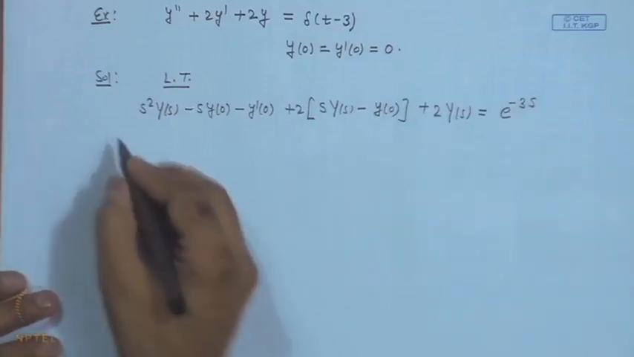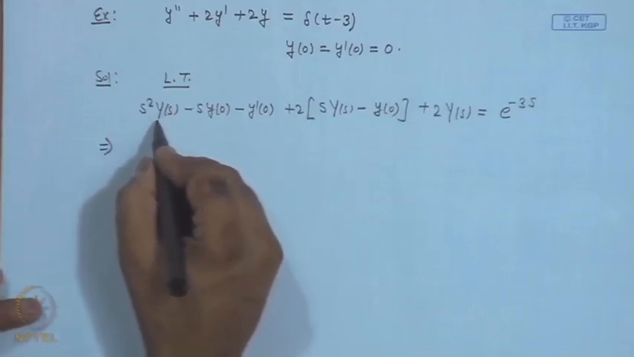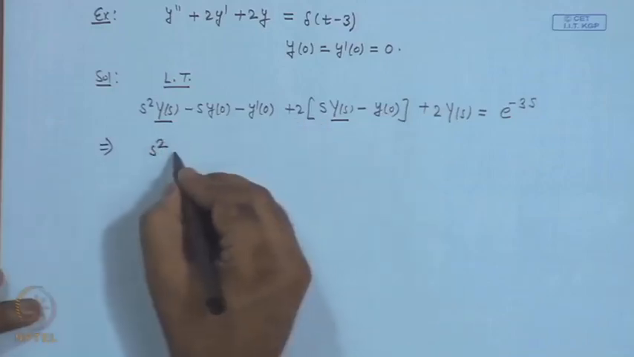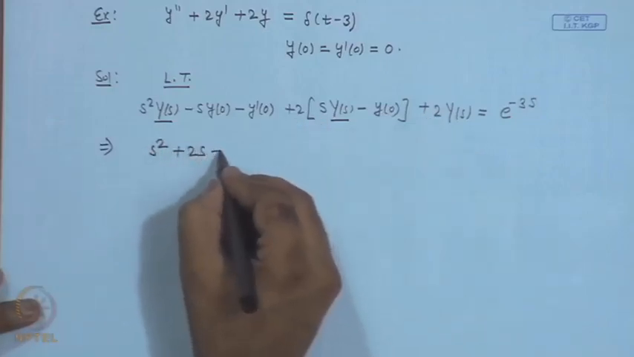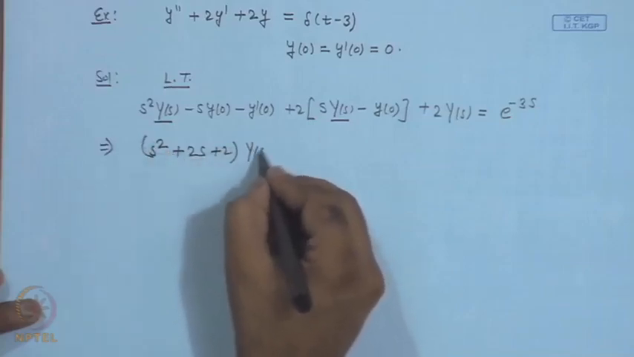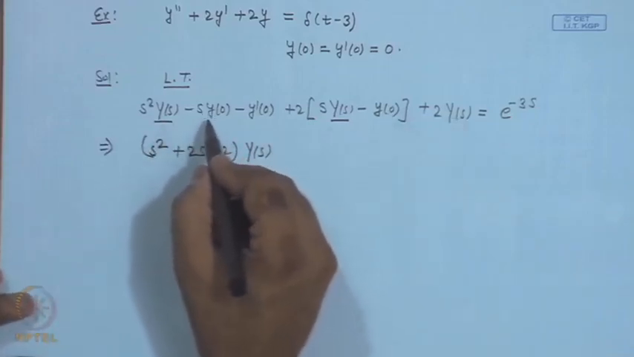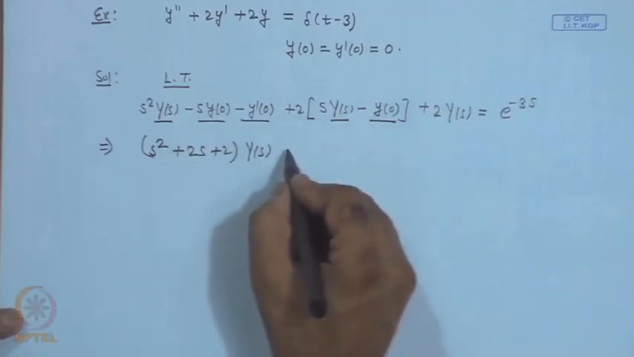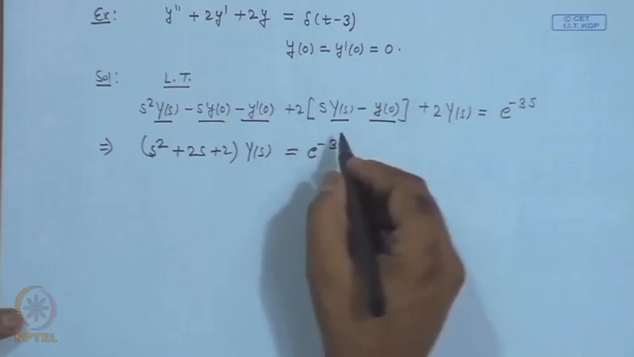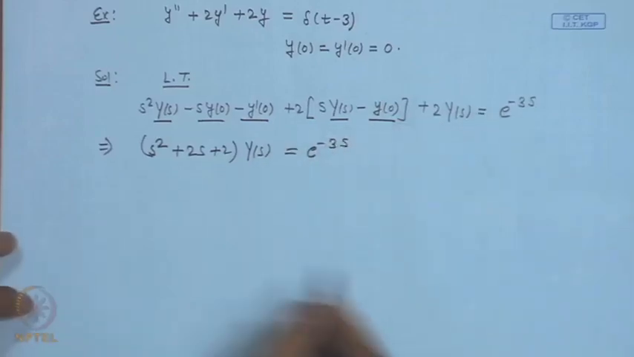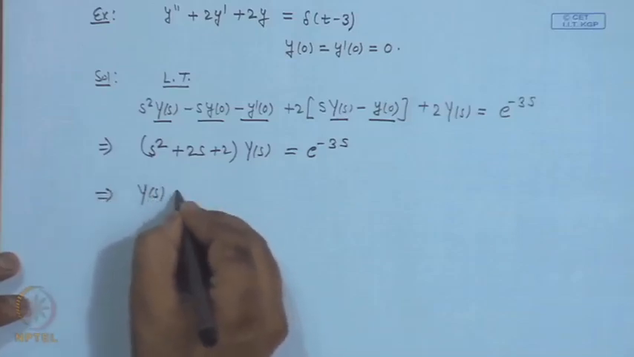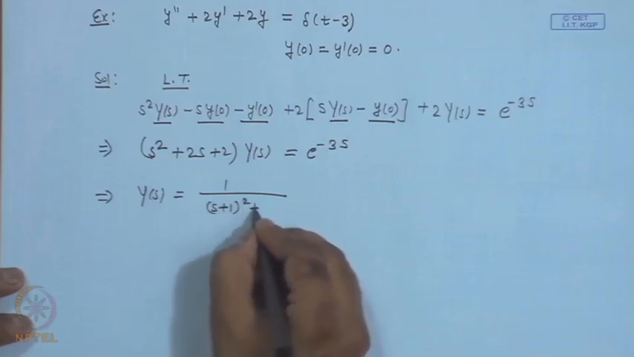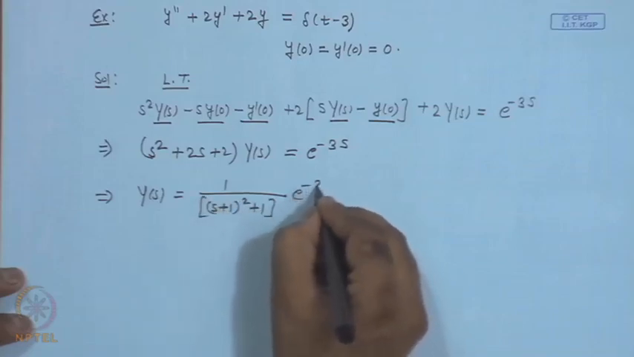Now we collect the coefficients of Y(s). So, we have s square plus 2 s plus 2 times Y(s); y(0) is 0, and the other terms are also 0. So, all other terms are 0 and we have e power minus 3 s. So, Y(s) is 1 over s plus 1 whole square plus 1, times e power minus 3 s.